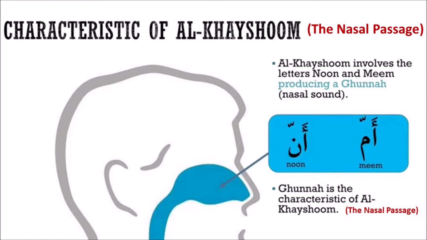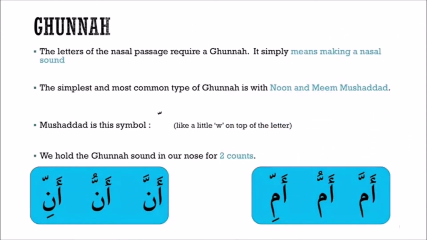Let's go into Ghunnah in a little more detail. The letters of the nasal passage require a Ghunnah. It simply means making a nasal sound. The simplest and most common type of Ghunnah is with noon and Meem Mushaddad. We hold the Ghunnah sound in our nose for 2 counts.